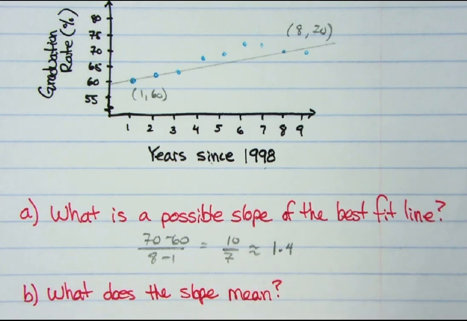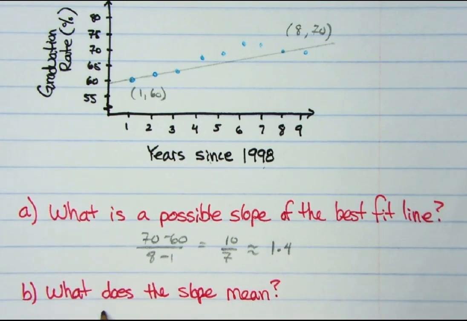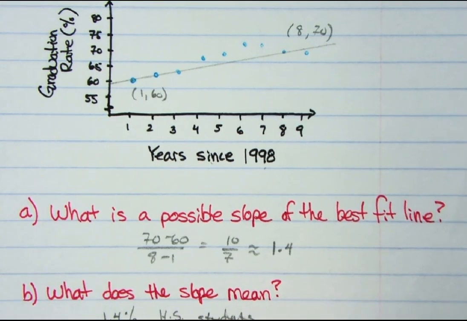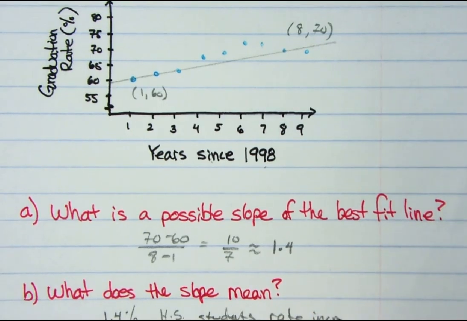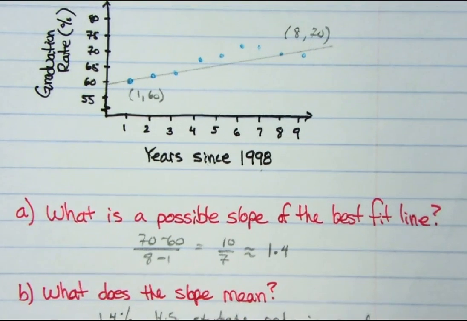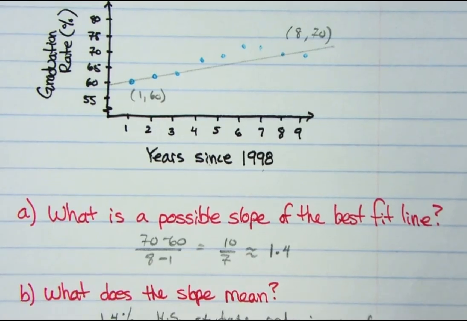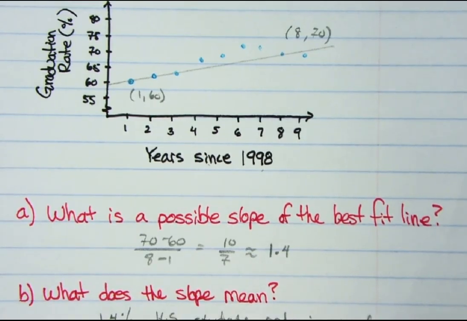What does the slope mean? That means that the 1.4% high school students rate increased each year. So that just means more and more people were graduating every year, about 1.4% every year.